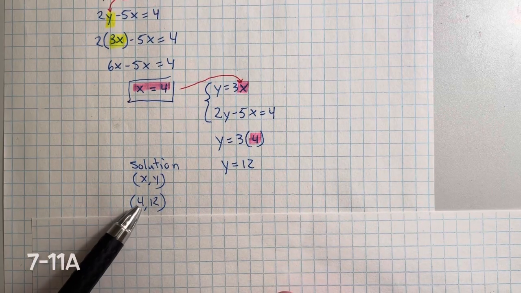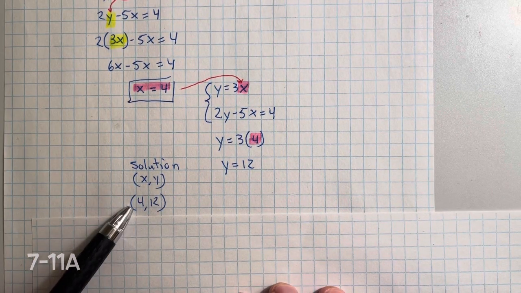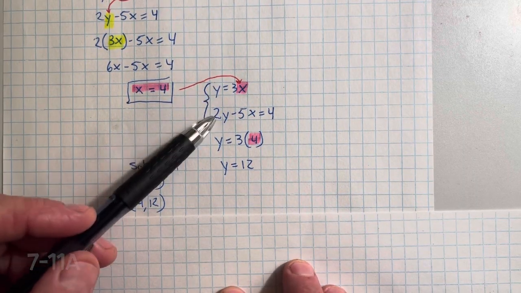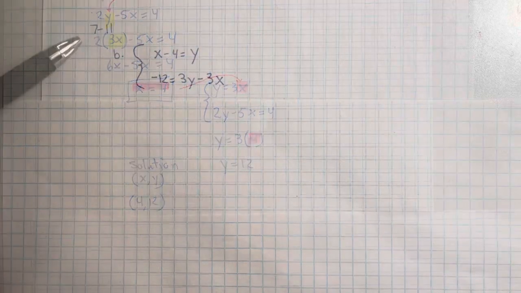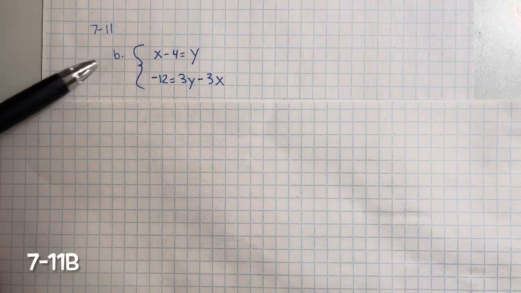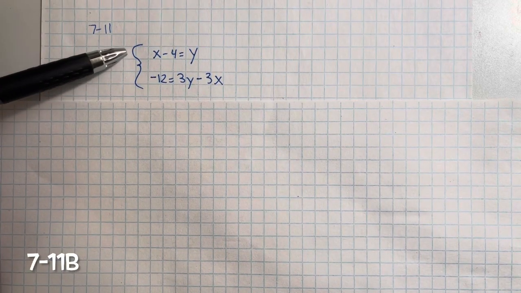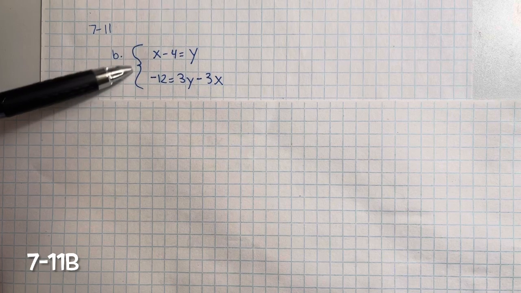And what does that mean? It means these are the only values you can plug in for x and y into both of these equations to make this system true. Problem 711b, I need to determine which method would be the most appropriate to solve this system.